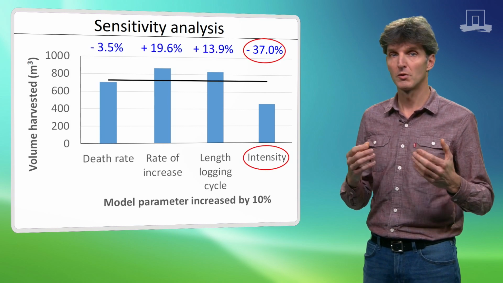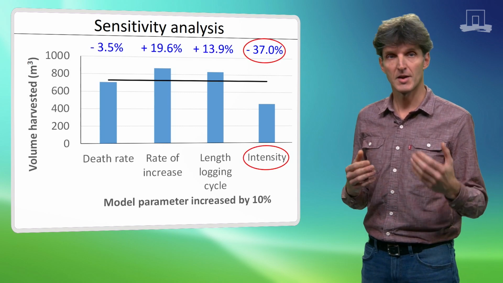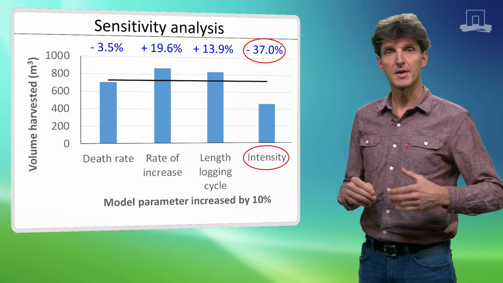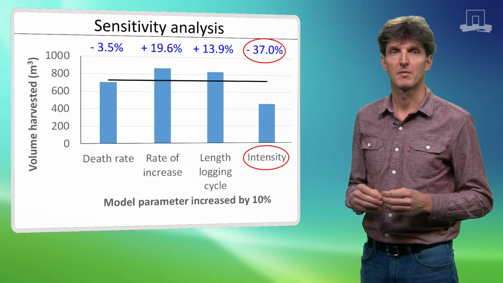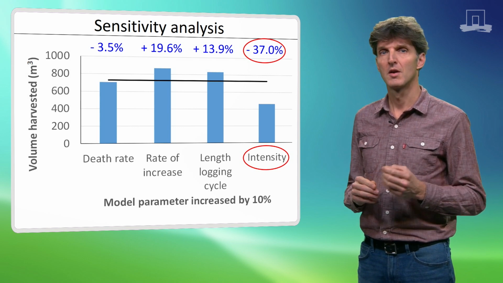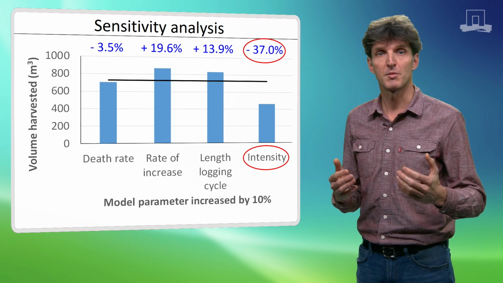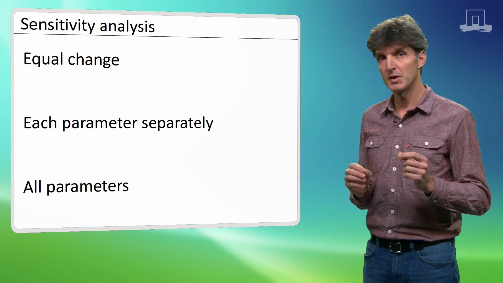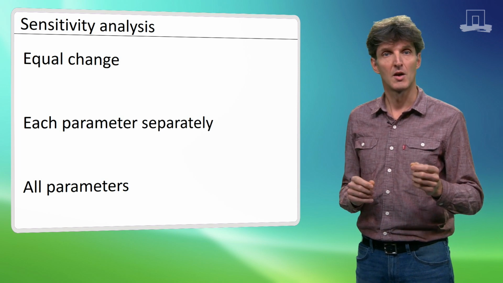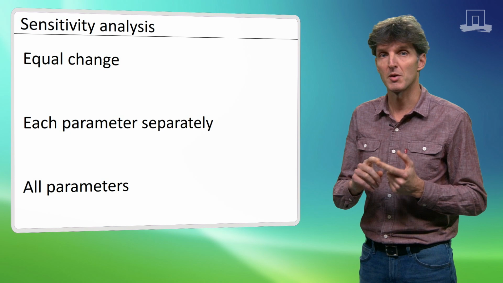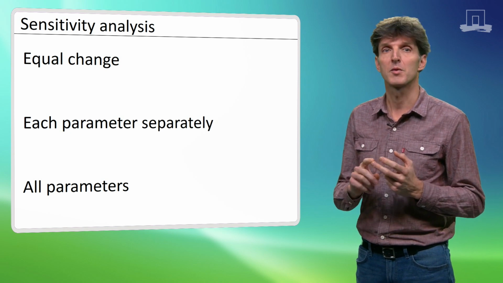So, overall, it is clear that timber yields in the second and the third harvest are most sensitive to logging intensity and least sensitive to death rate. The high sensitivity to logging intensity and the length of logging cycle suggests that changes in forest management are important for timber harvests. In summary, in this sensitivity analysis, we applied equal changes to model parameters. We did so for each parameter separately and for all of the model parameters.